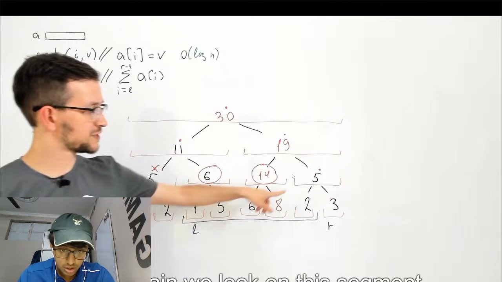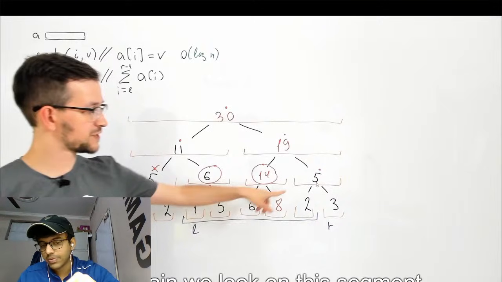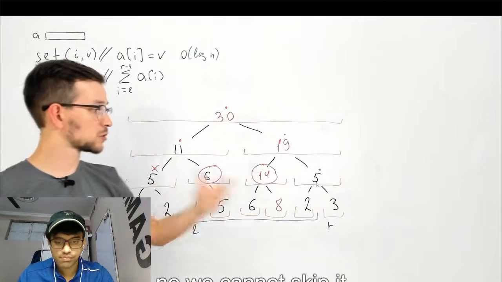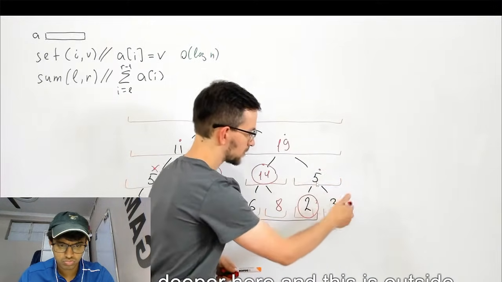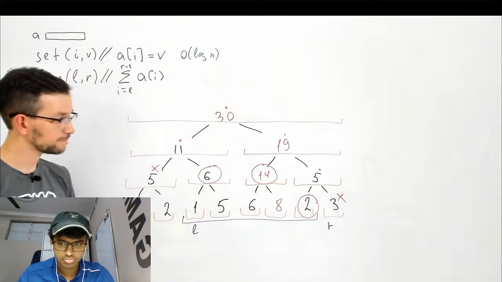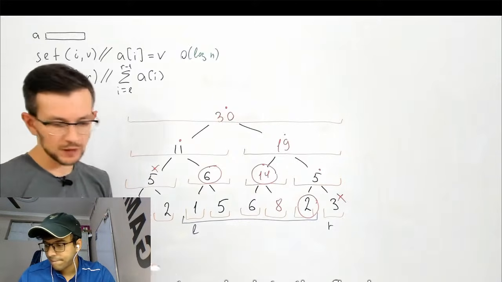Now look at this segment, the one with 5. It is half inside the target segment and half outside, so we keep going deeper. Can we skip it? No, we cannot skip it because it is not completely inside the segment. So now we go deeper here, and this is outside. That's all. So now, how to calculate the final sum?